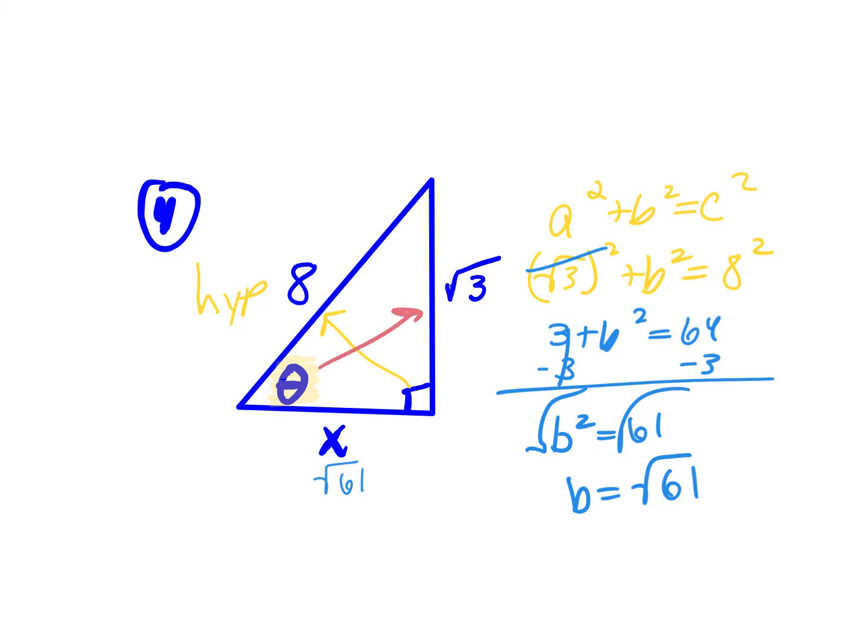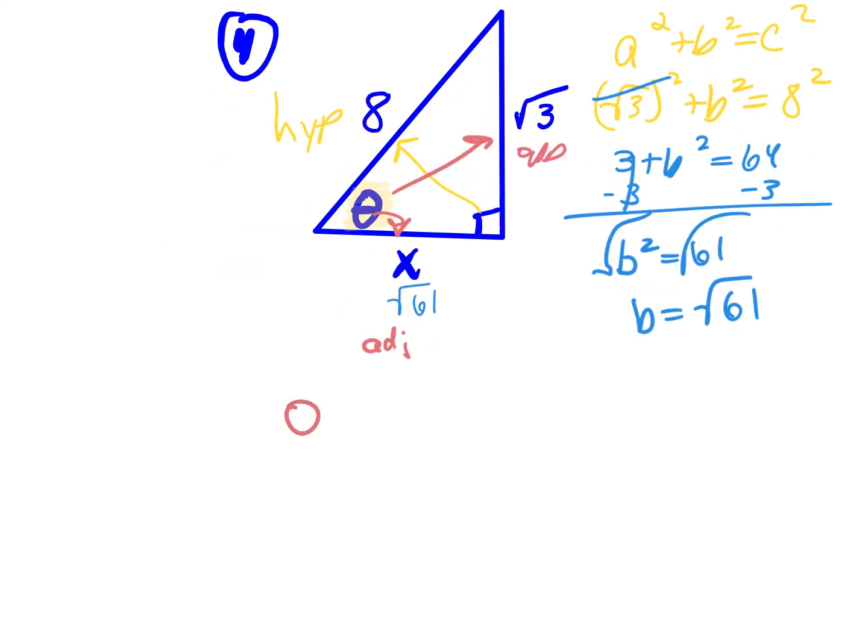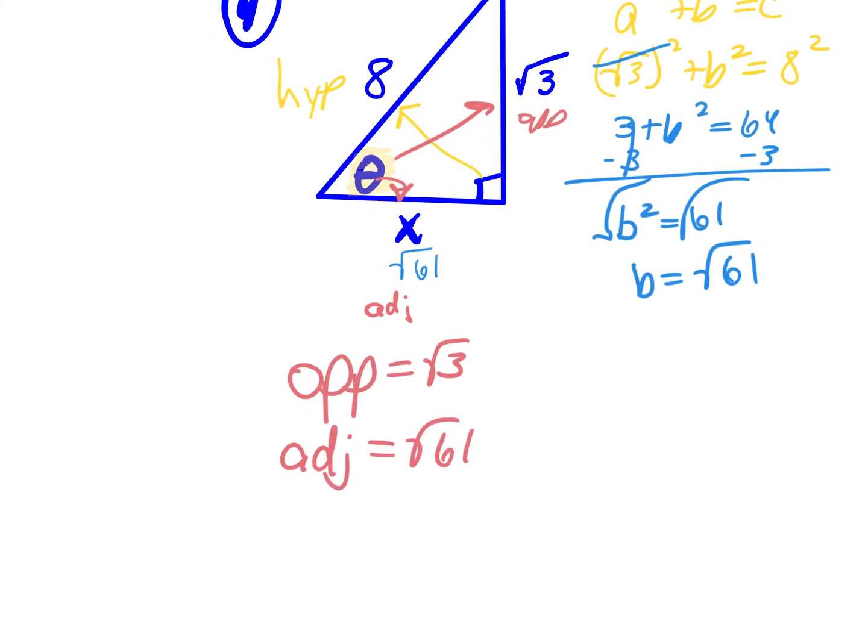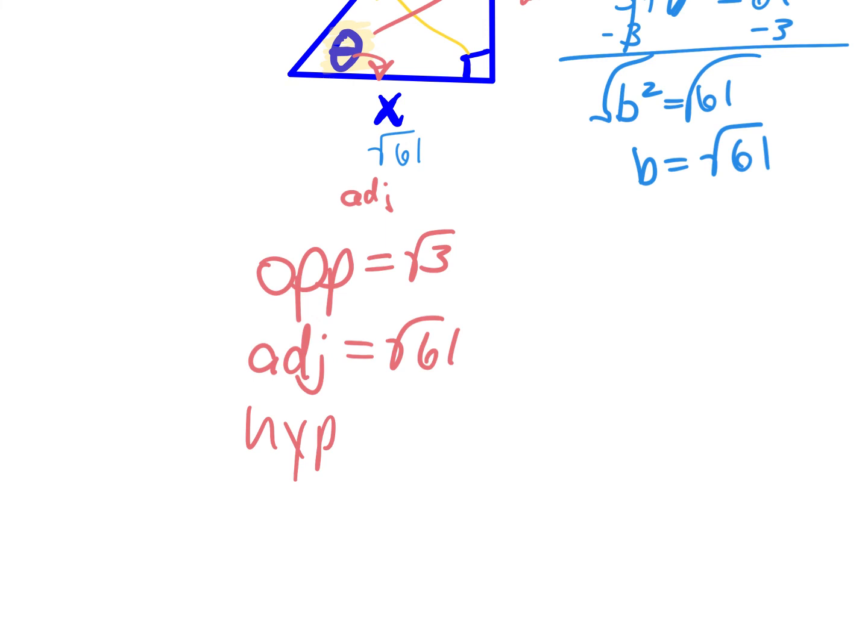Is that your opposite or your adjacent? Opposite. And then what is the adjacent side? Square root of 61. So write out opposite equals square root of 3. Adjacent equals square root of 61. My hypotenuse equals 8.